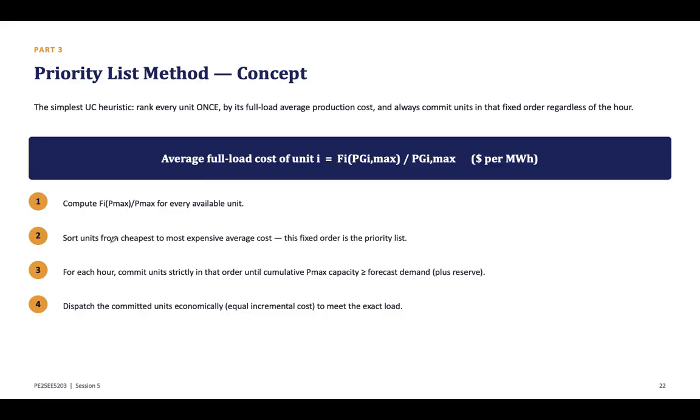Average full load cost is only a proxy for true economic attractiveness. A unit with a low average full load cost may have a high startup cost or a high minimum output cost. Another unit with a higher average cost may be preferable during a short interval because it is already online. This is why the priority list is useful as a ranking heuristic but cannot replace multiple period optimization.